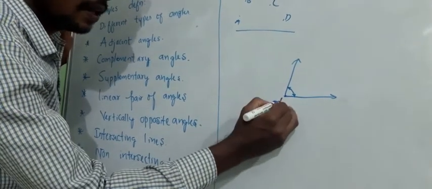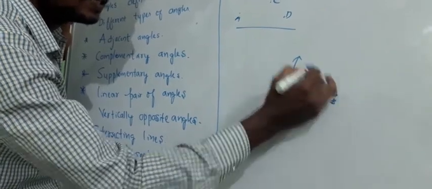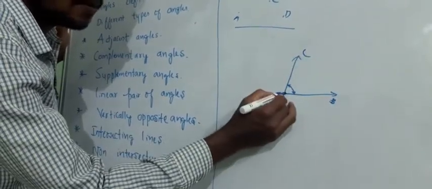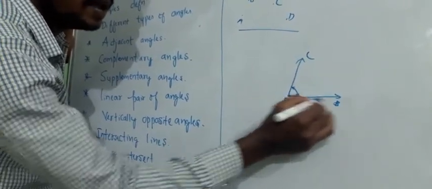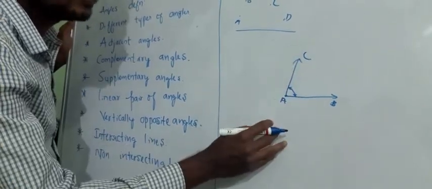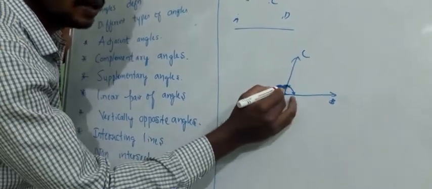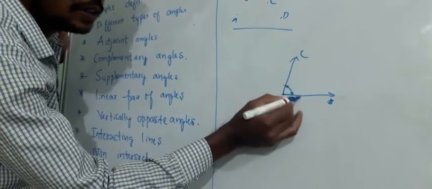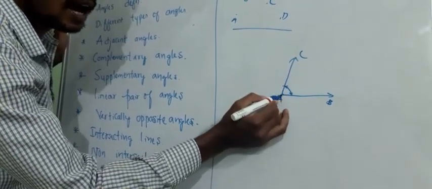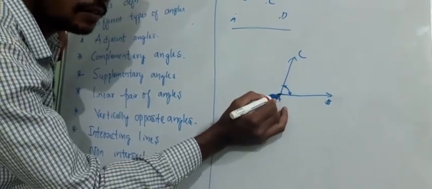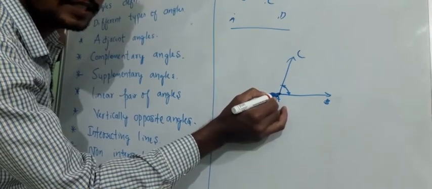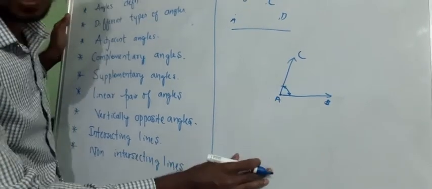See, ABC is an angle and A is a common point. From the common point, AB and AC are two rays which are emerging. So, the measure of the distance between two arms that are rising from the common vertex or a common end point, we call it an angle.